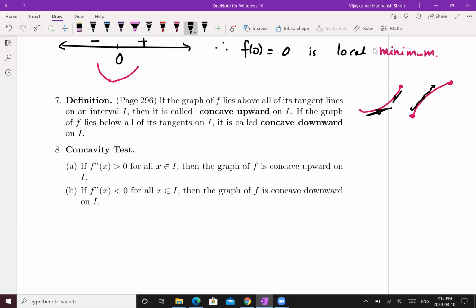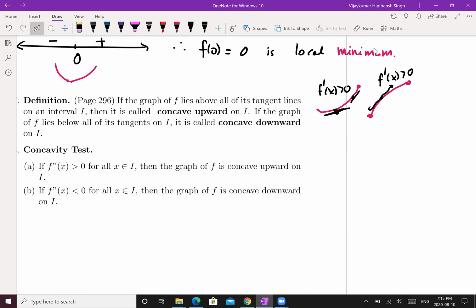So we should be able to distinguish between these two shapes because after all, we are determining how the derivative decides the shape of the function. Now note that the first derivative in both cases is positive. Why? Because the function is increasing. So how will we be able to capture this scenario?